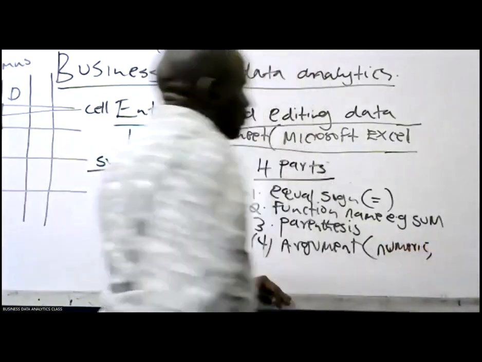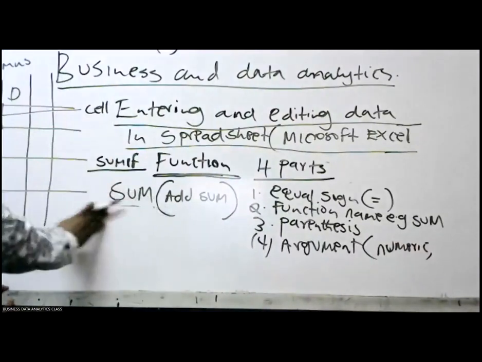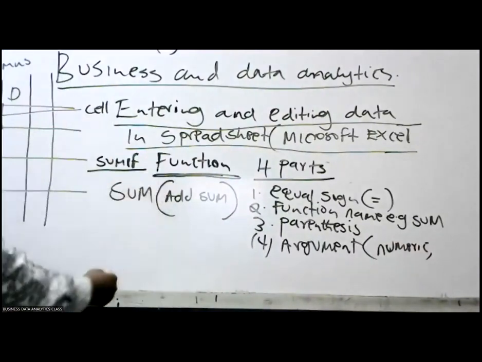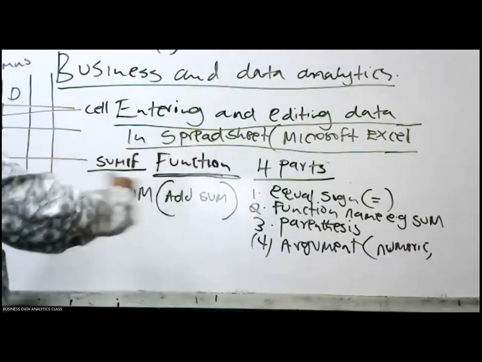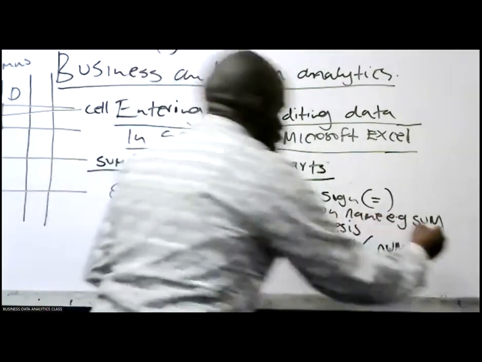So what does numeric mean? For example, when you use sum, you are telling Excel to add some range of numbers depending on your selection. So that is a numeric. It can also be a logical.